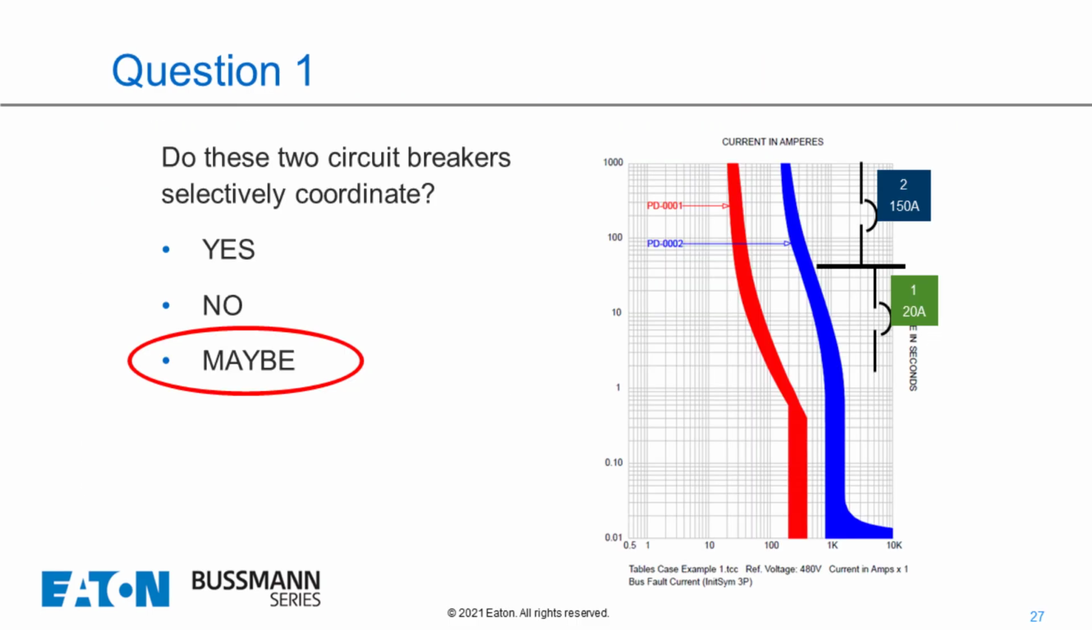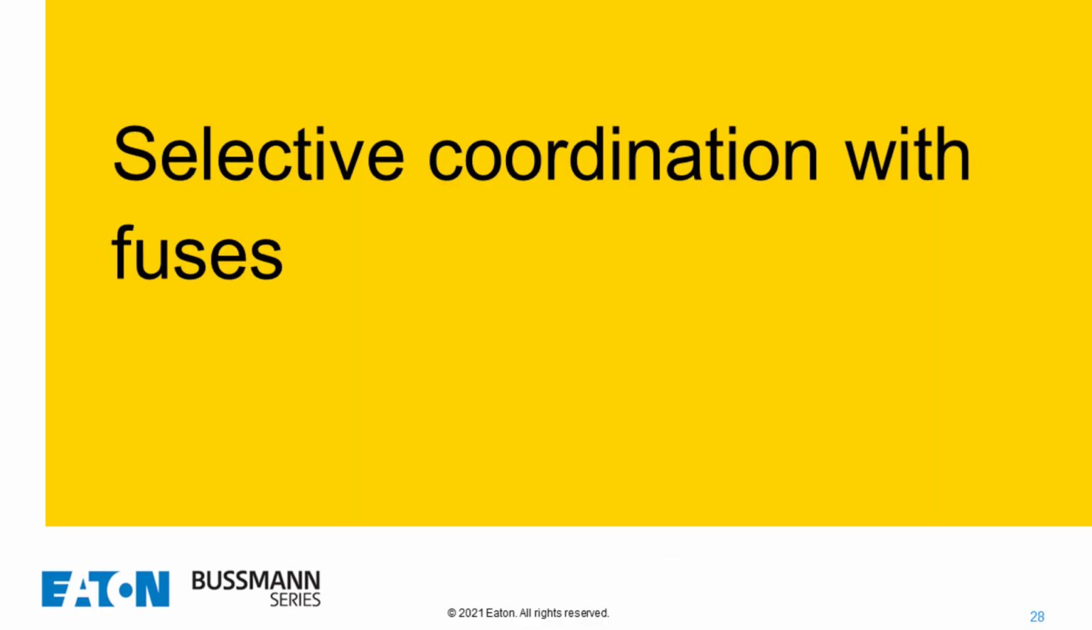All right, so here's the time current curve again that we're showing. 150 amp breaker on top, 20 amp breaker below. The correct answer is maybe. Why? Because we need to know the available fault current at that time. And once we know the available fault current, then we can make a decision: is this selectively coordinated or not? All right, so we would have to use the time current curves and the manufacturer's charts. All right, so that's the breaker system that we were looking at.